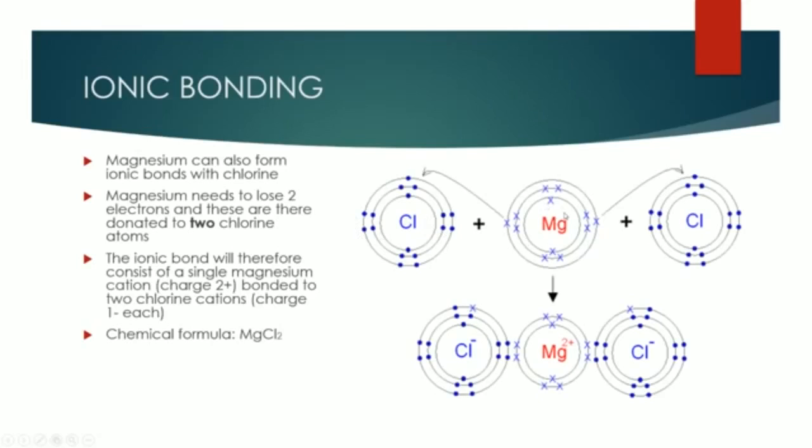In this case though, the magnesium atom will need to lose 2 outer electrons in order to achieve a full outer shell. So it donates 1 to each chlorine atom. The 2 chlorine atoms will happily accept those, and so they will all bond together via ionic bonding, in which case 1 magnesium ion will combine with 2 chlorine ions, because there are 2 chlorine atoms that each received an electron. So the chemical formula in this case would be MgCl2, signifying that for every magnesium ion there are 2 chlorine or chloride ions.